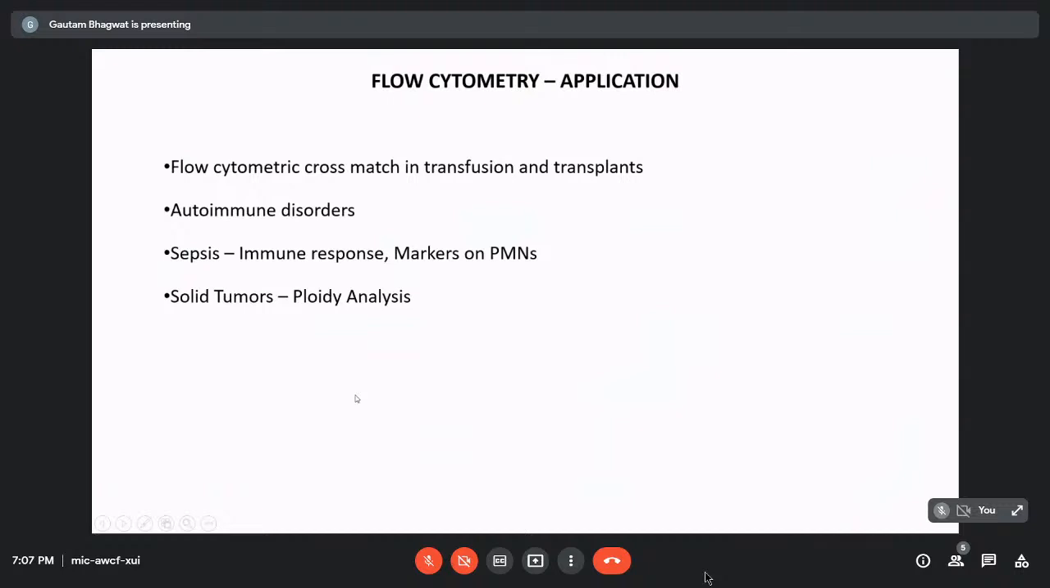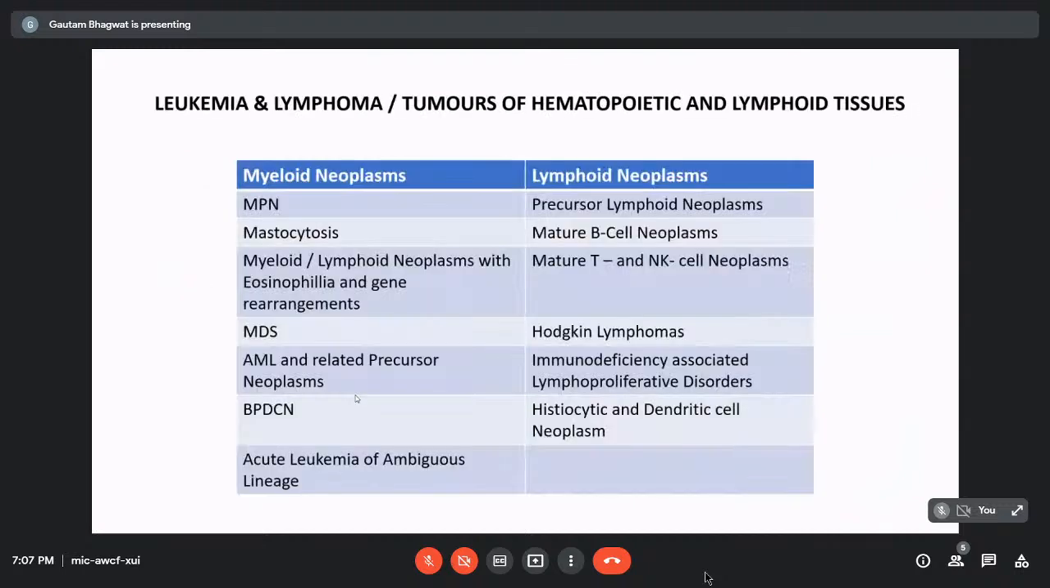Apart from these, flow cytometry can be used for cross-match in various transplants, such as kidney transplant patients, where the flow cytometry cross-match holds great importance. Other than that, there are applications in autoimmune disorders, in sepsis, and in solid tumors we can also do ploidy analysis, which is being used in some centers. But we would stick to the hematological applications of flow cytometry.